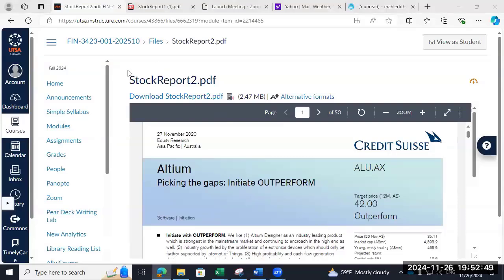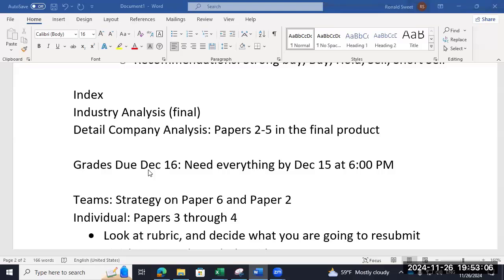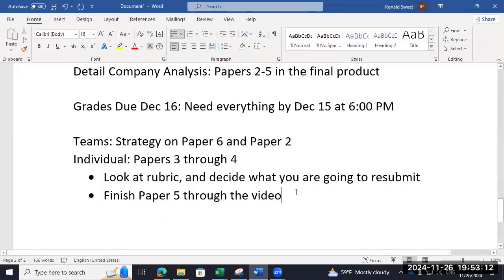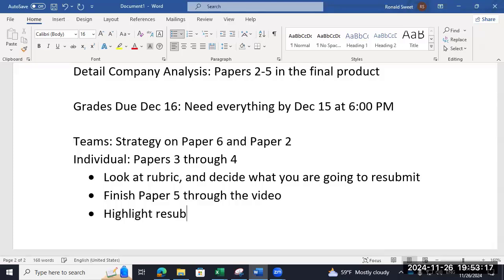I don't know how you work with your team, so you may have to set up a conference call or something. I would love it if you send me your plan, if you get one together, especially your individual one, so I have a sense of what you're going to be working on. So look at your rubrics, decide where you're going to focus your attention. Remember, when you resubmit, make sure you highlight resubmissions. I'm not rereading your entire paper. I'm tired. You're tired. So highlight what you changed.